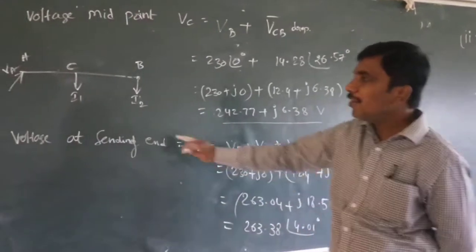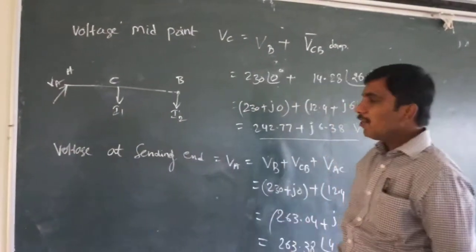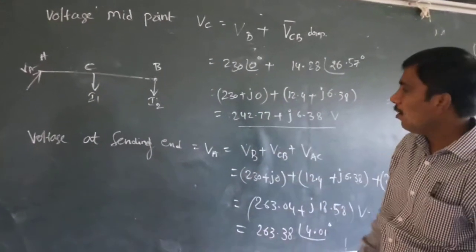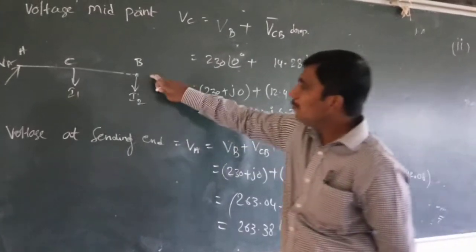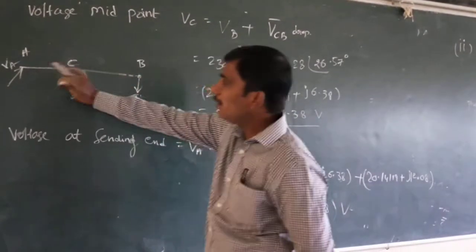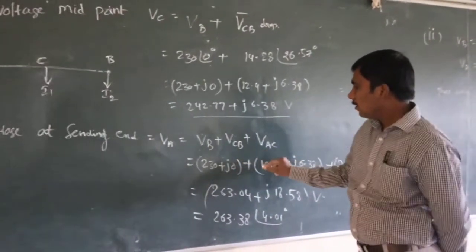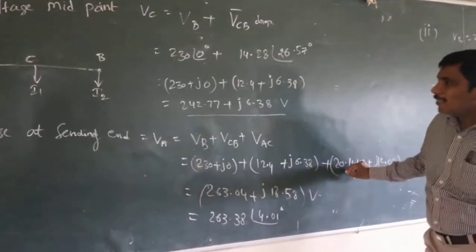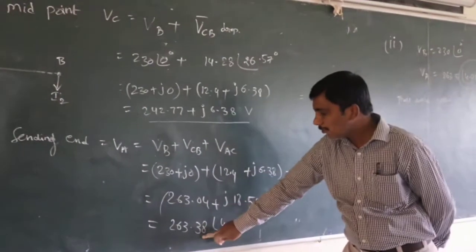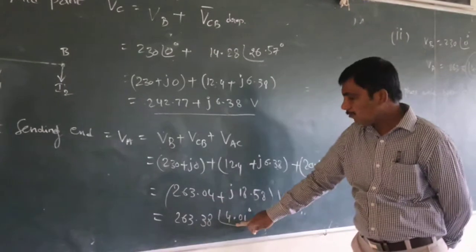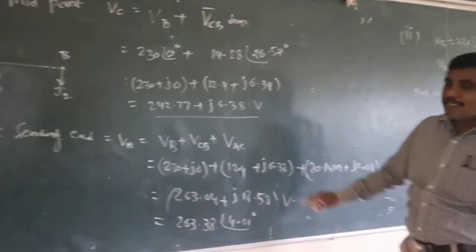Now we have to calculate the voltage at the sending end. They want to know the voltage at the sending end. The sending end voltage VA equals the voltage at point B plus the drops, that is VB plus VCB plus VAC. Adding all of these, we get 263.38 at an angle of 4.01 degrees. That is the first part of the answer, the voltage at the sending end.